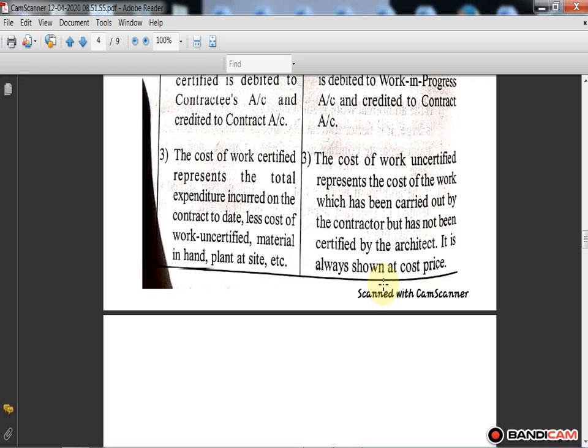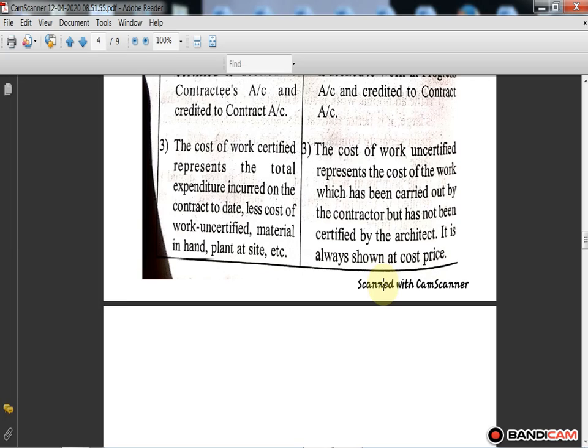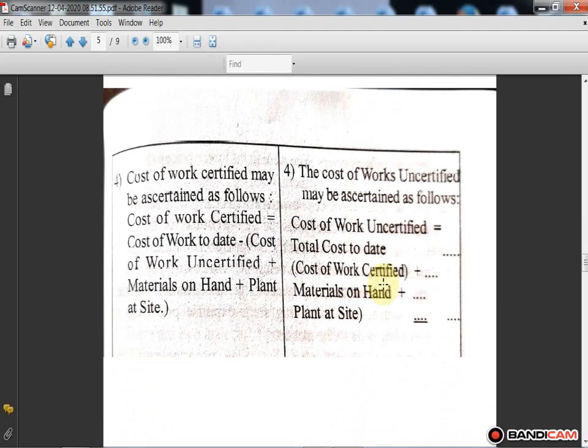Expenditure incurred on the contract to date less cost of uncertified work. Material in hand is added in work certified and plant at site is added in material in hand. So the formula for computation of work certified is: cost of work certified is equal to cost of work to date minus cost of work uncertified plus materials on hand plus plant at site.